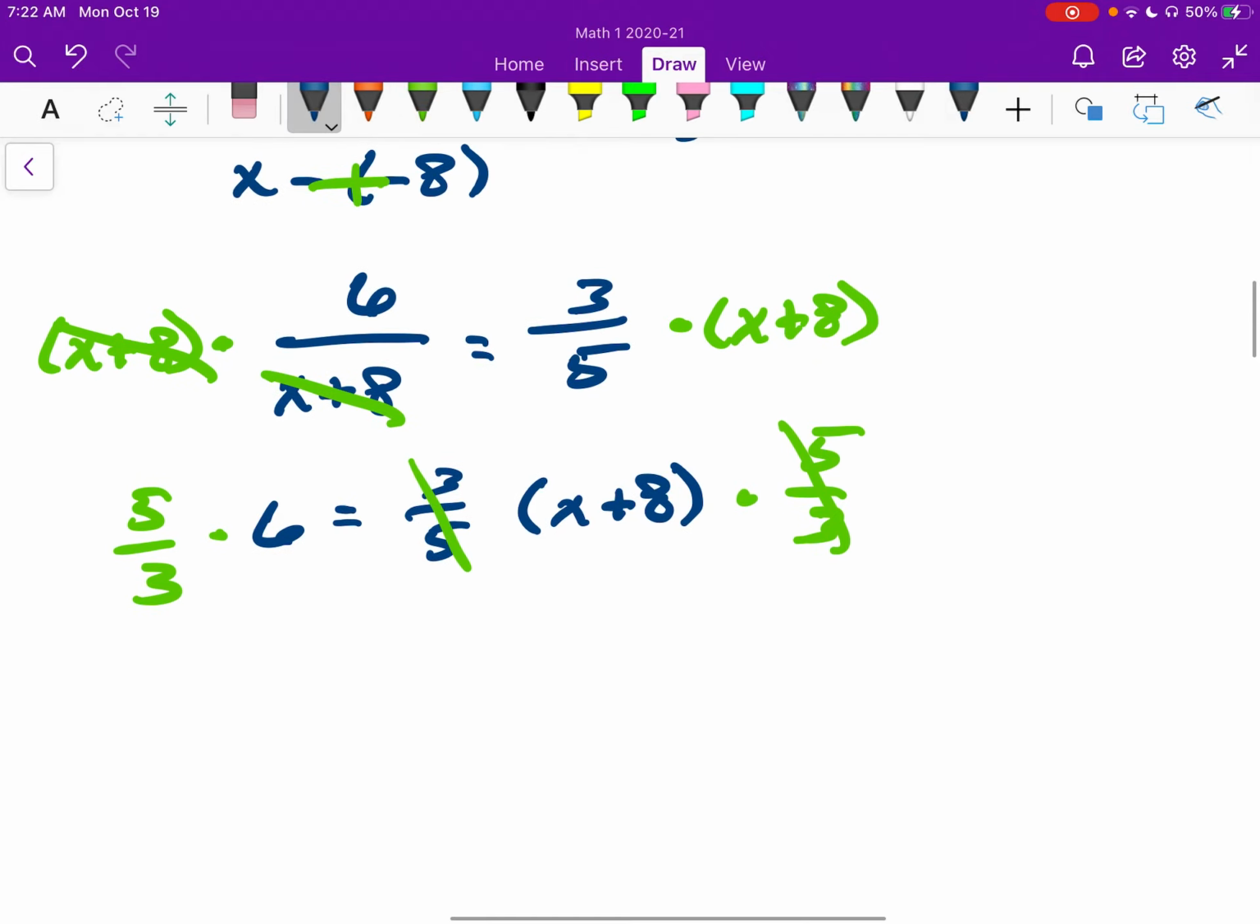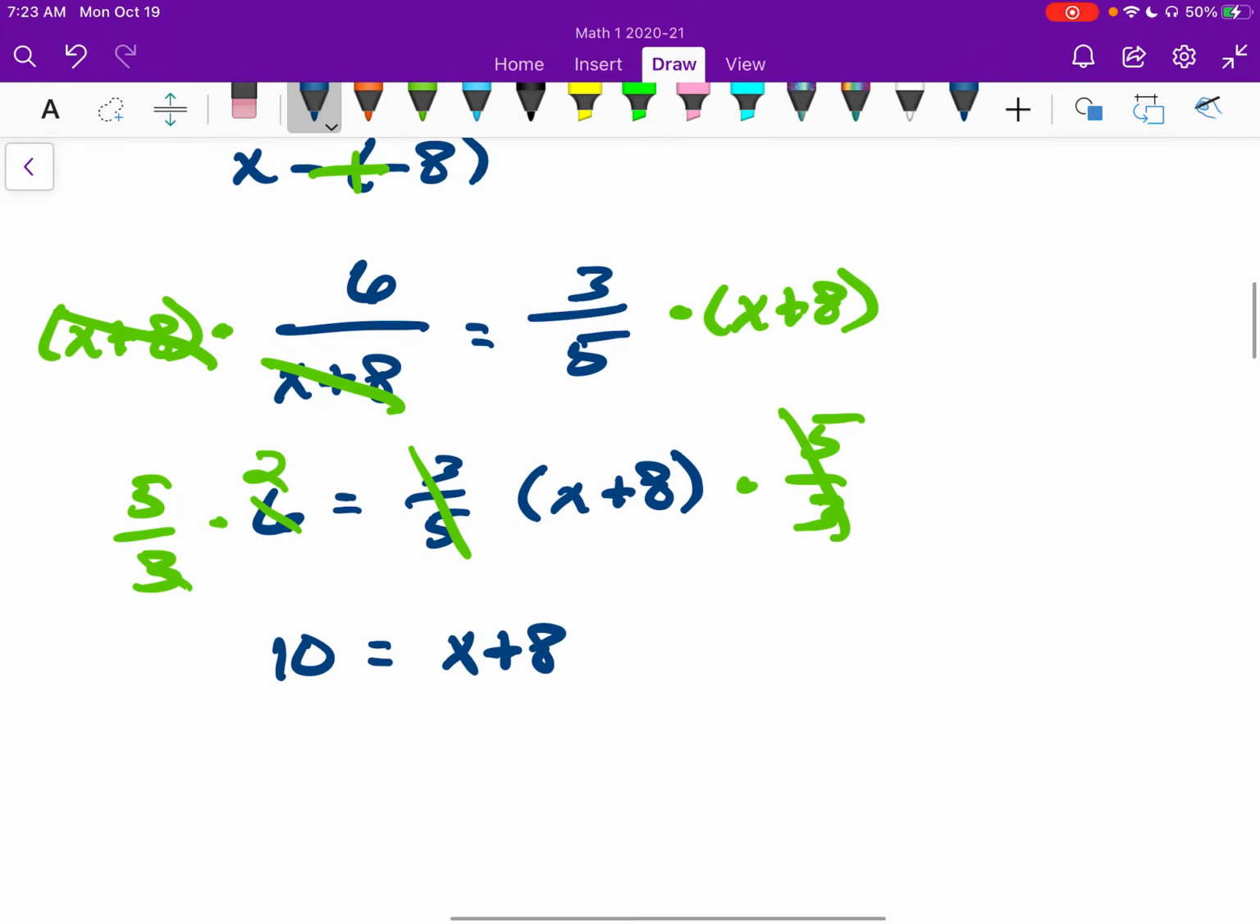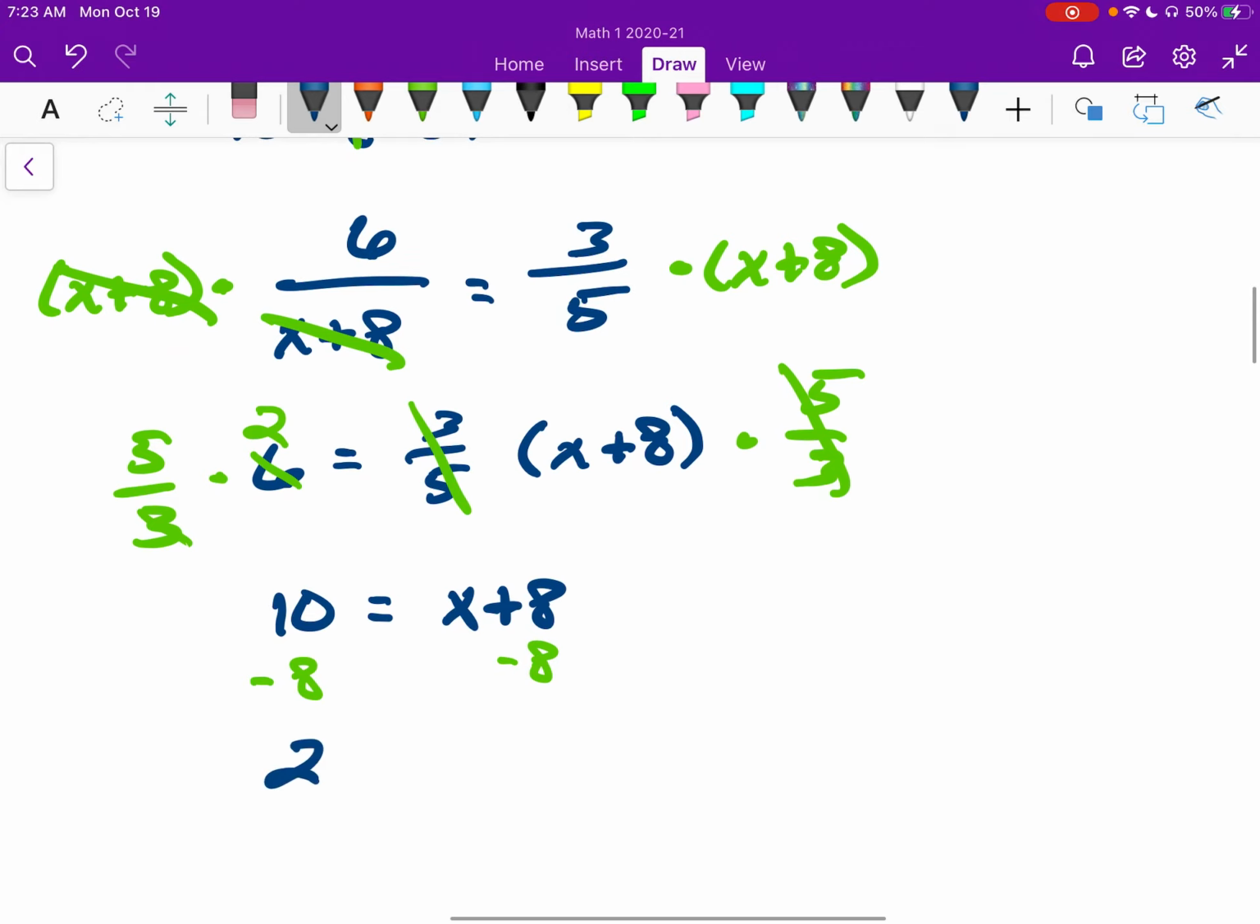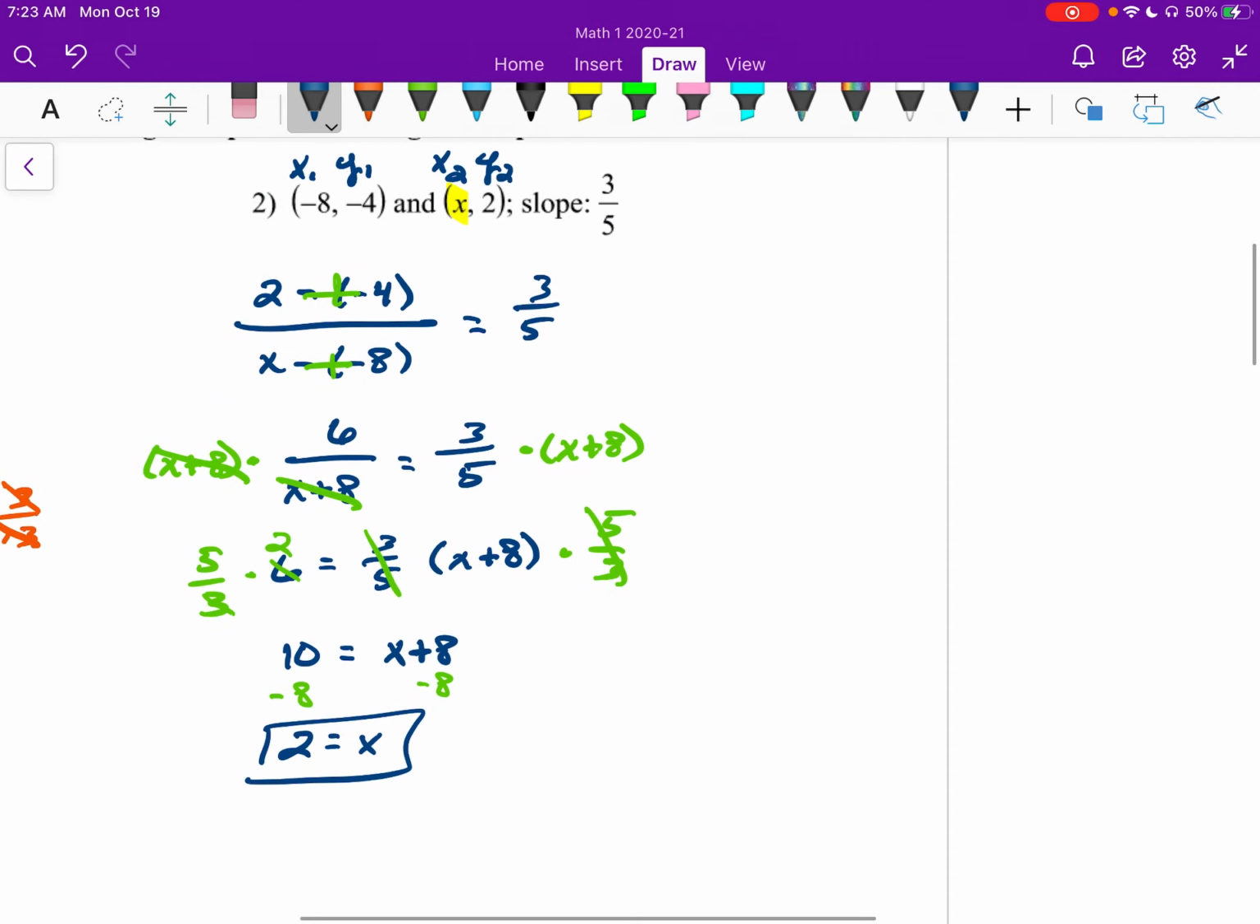And on the right side is going to be just x plus 8. On the left here, I can cancel out my 3 and my 6, and that gives me a 2. And then I have 2 times 5 is 10. Now this one actually ended up being a one-step equation, which is kind of nice. I'm going to subtract 8 from both sides, and I get 2 equals x. There we are, we're done.